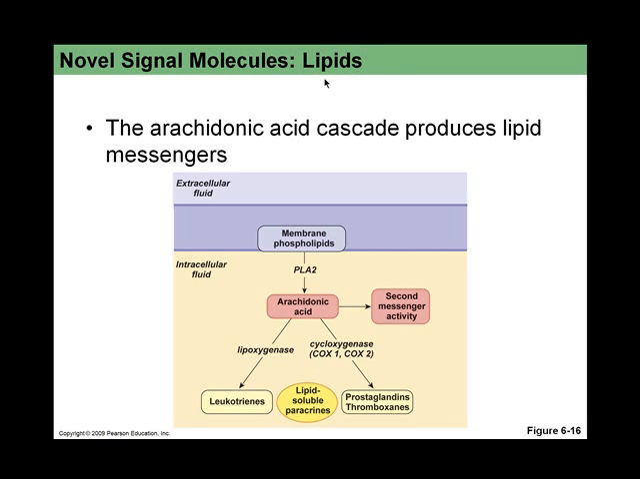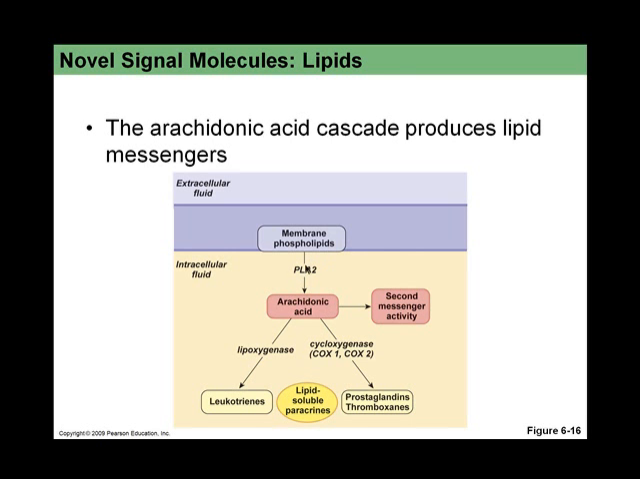So the lipids are another example. Under the class of lipids, arachidonic acid is one of the chemical messengers. There are others, and there is a cascade for the production of these. So, metabolic pathways that involve enzymes that convert substrates to products. So we have a membrane phospholipid that's acted on by PLA2. This is different than the PLC that we saw before. Phospholipase A2, the PL is the phospholipase.